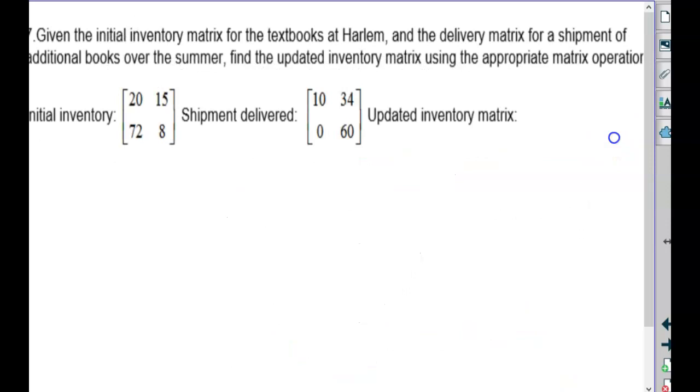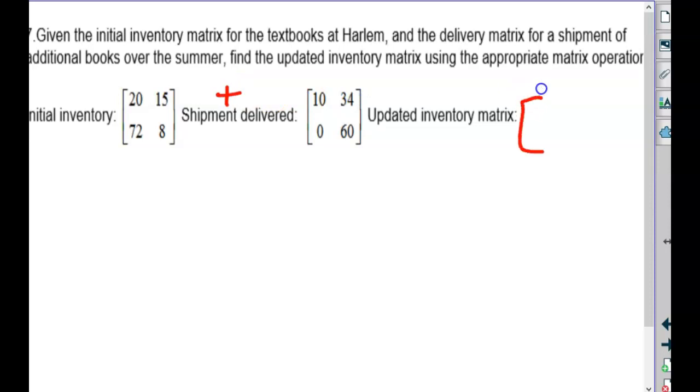All right, students do this one backwards, so please be careful. Given the initial inventory of the number of textbooks at Harlem, okay, so this was our initial inventory, the delivery matrix of a shipment of additional books over the summer, find the updated inventory. So what happened? Are we adding or subtracting? Because students do this backwards for some reason. We didn't ship books away, we got a shipment into Harlem. Does that make sense? So we're adding.